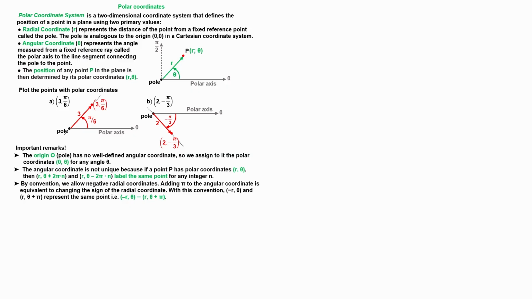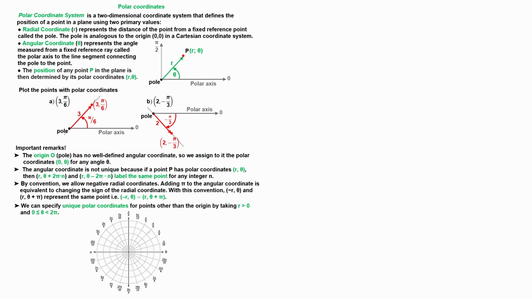The polar coordinates of a point are not unique. The two main reasons are the periodicity of the angles and the negative radial coordinate. To make polar coordinates unique for any point except the origin, we impose a few restrictions. We can specify unique polar coordinates for points other than the origin by taking the radial coordinate positive and the angle theta between 0 and 2 pi radians.